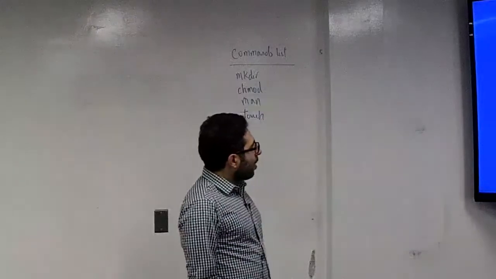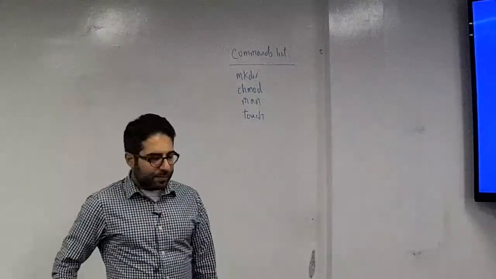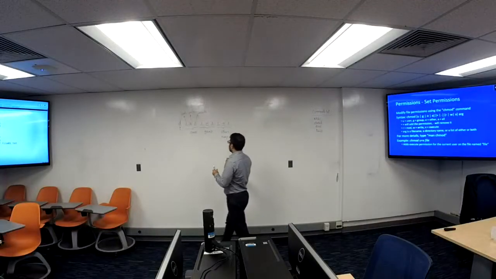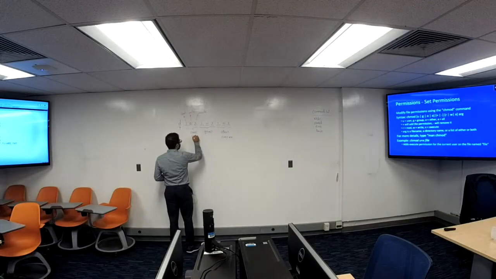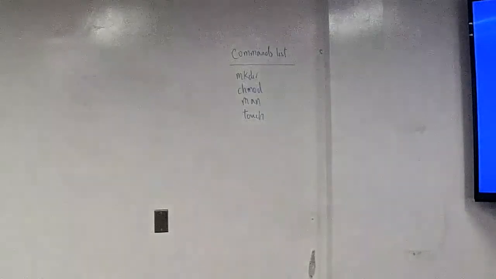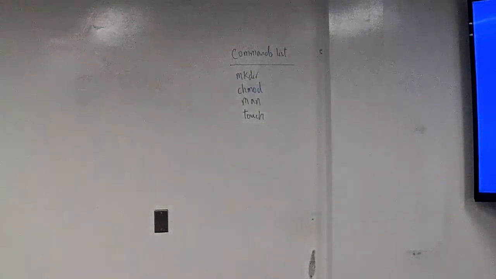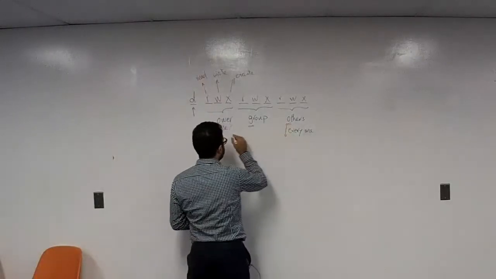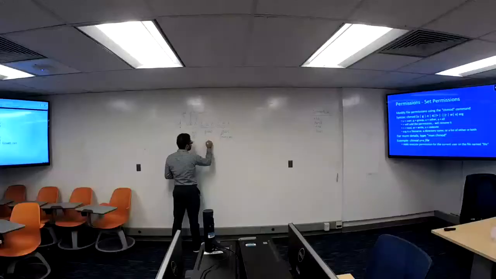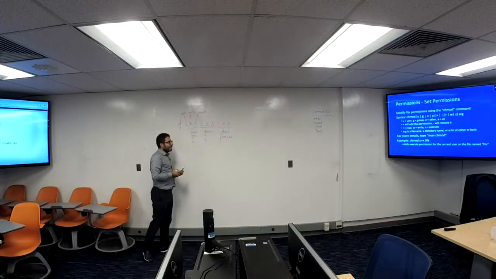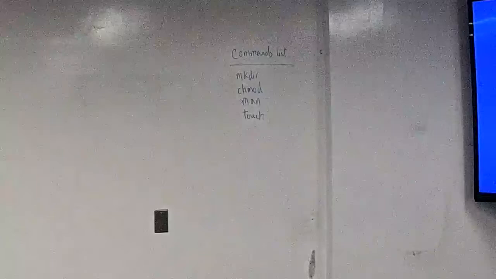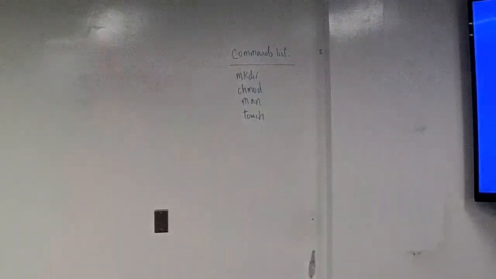So we use the chmod command. We said that for the owner or user, we use U. For group, we use G. And for other, we use O. U, G, O. And for read, write, execute, we use RWX.